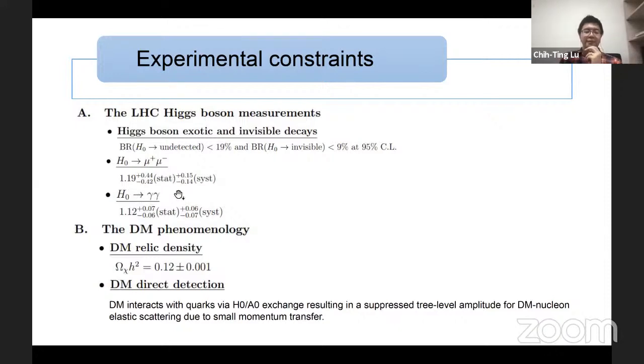And for the dark matter phenomenology, we consider the dark matter relic density and dark matter direct detection. As I mentioned before, thanks to the pseudoscalar nature of the mediator, their contribution to direct detection is very small, and we can safely ignore the constraint from dark matter direct detection.